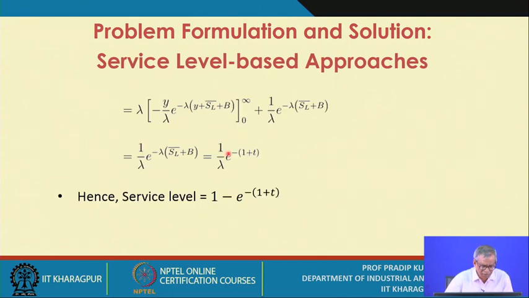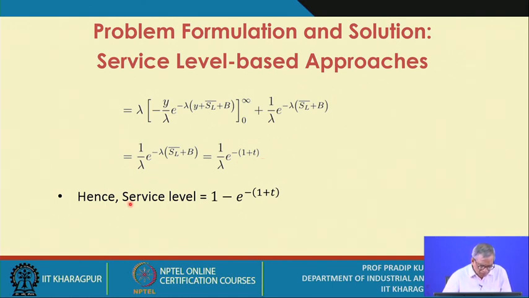Then you go for integration by substitution, and ultimately you get an expression of NR as 1 by lambda into e to the power minus (1 plus t). So what is t? t is the multiplying factor, and if t is known, obviously the value of sigma L is already specified. So t into sigma L will be known. That means the safety stock will be known, and the average demand during lead time, that is SL bar, is already specified. So SL bar plus B will be your reorder point, that is one of the two parameters of the Q system of inventory control.